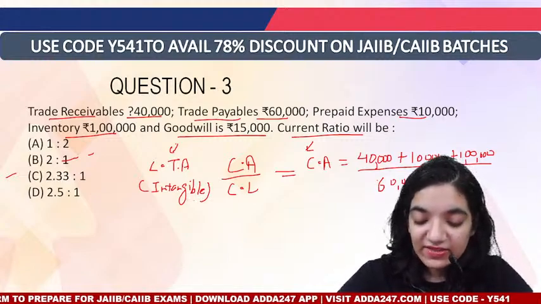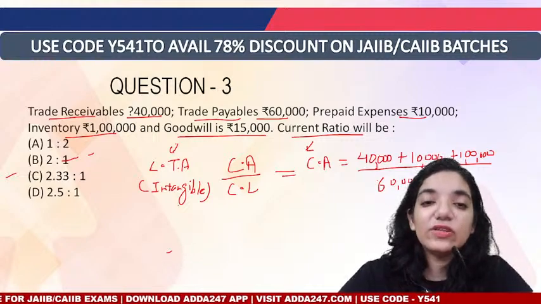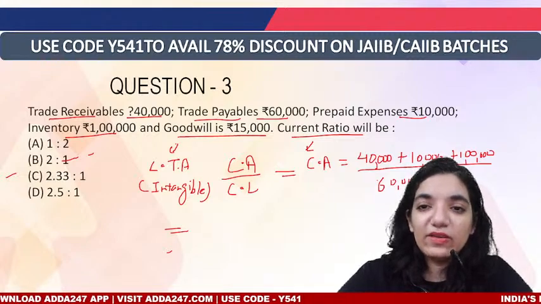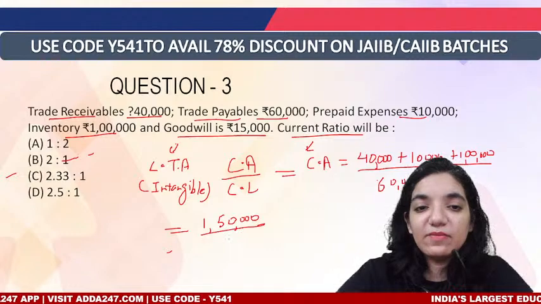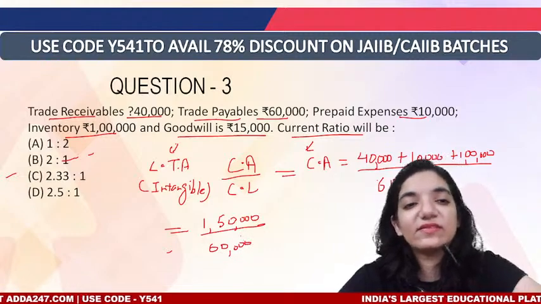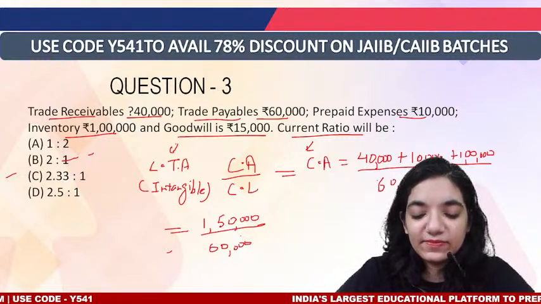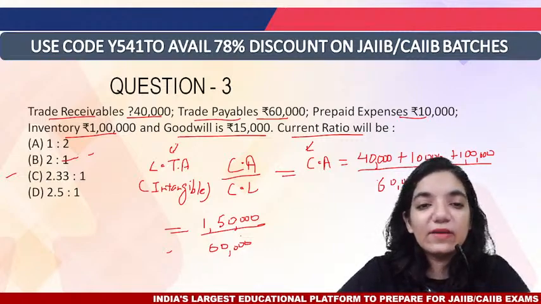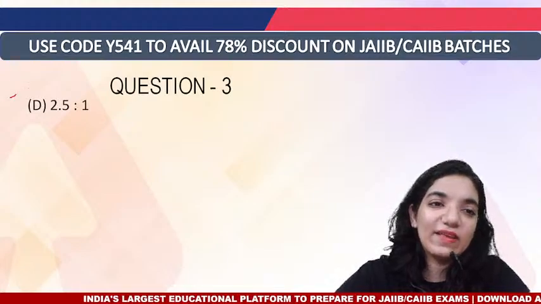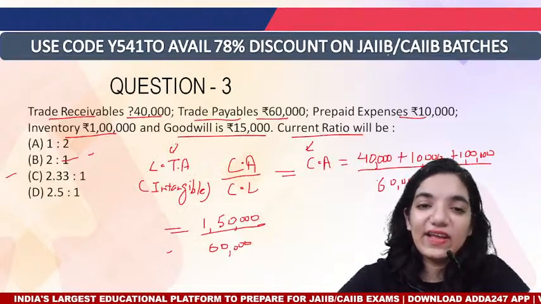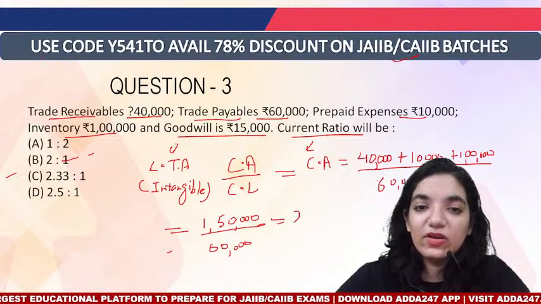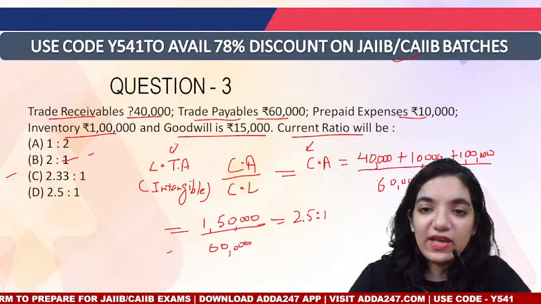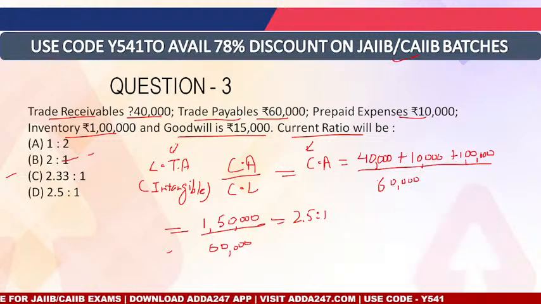So if it's an intangible asset, what would be the answer here? In this case, what would be the answer? Go ahead. This would be 1,50,000 divided by 60,000. The answer comes out to be 2.5 is to 1. That means the answer is D. The correct answer is 2.5 is to 1. For better clarity, I hope you can see this.